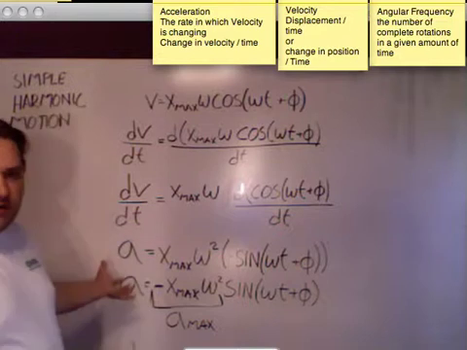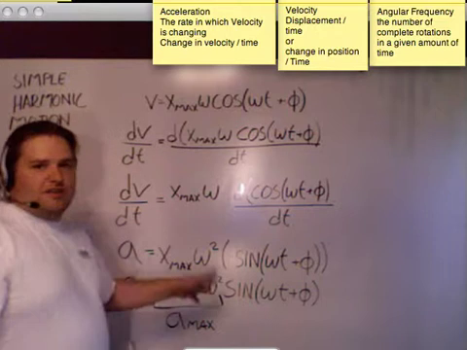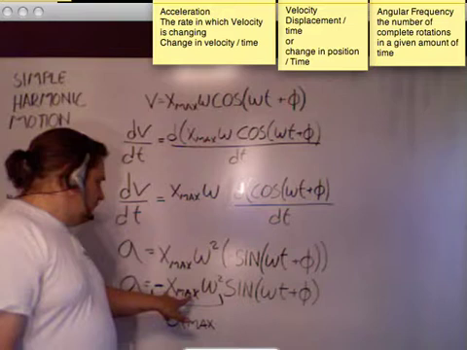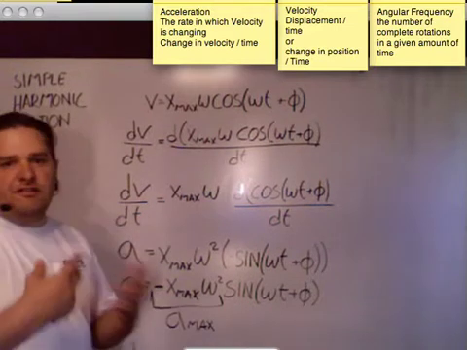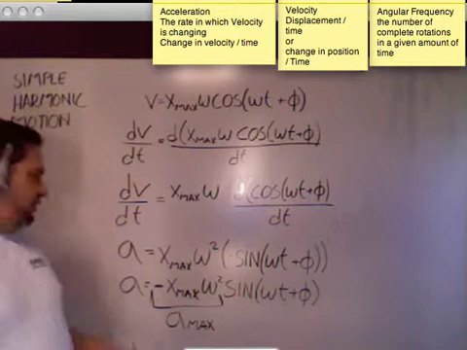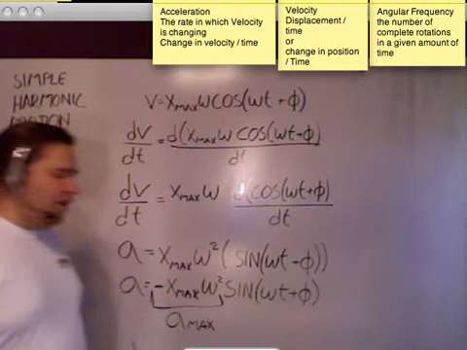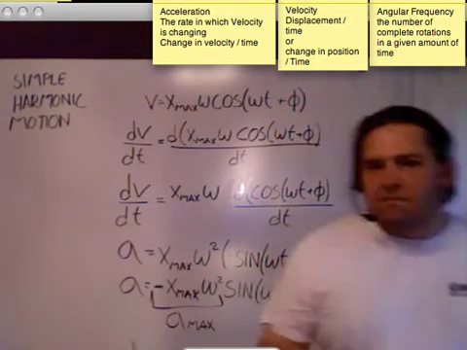If I were to take another derivative of it, and if anybody knows what a derivative of acceleration is, it's a jerk. It would turn out that my maximum jerk would be x max omega cubed. If I wanted the next derivative of jerk, then it would be to the fourth, to the fifth, to the sixth, to the seventh. It just keeps going that way. That natural frequency keeps showing up that way.